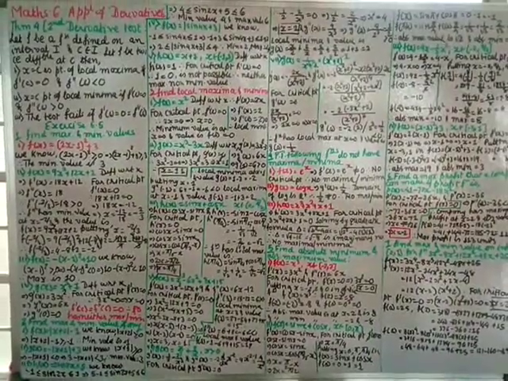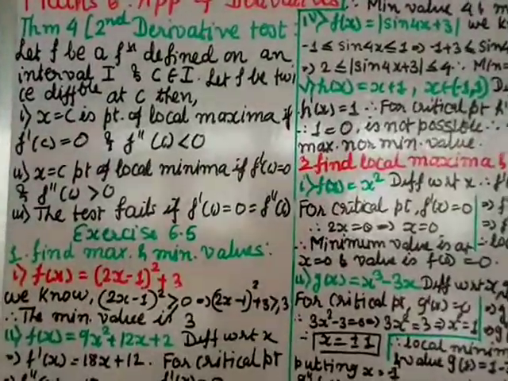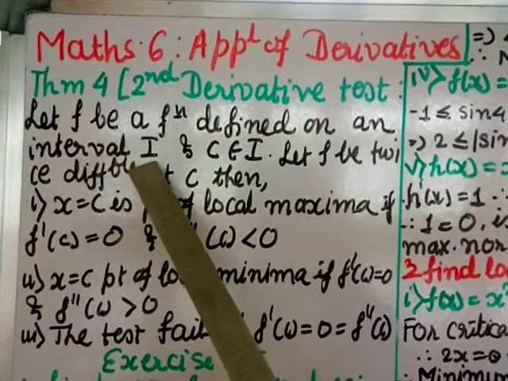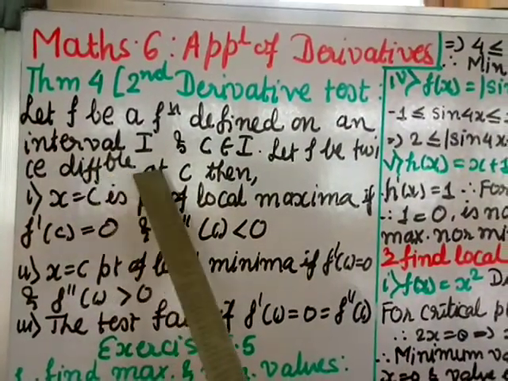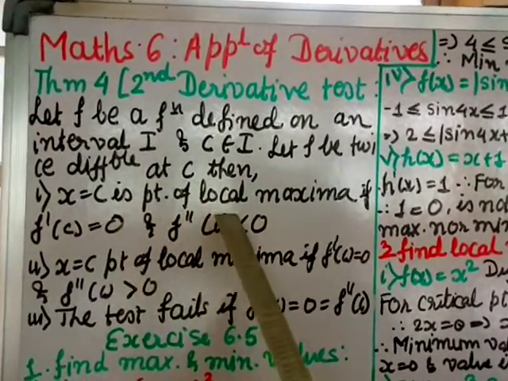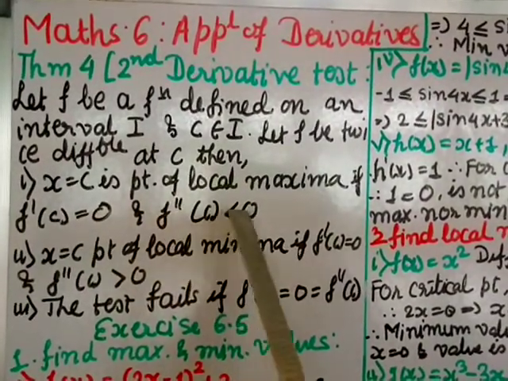Mathematics Class 12, Chapter 6, Application of Derivatives. Theorem 4, Second Derivative Test. Let f be a function defined on an interval I and c belongs to I. Then f is twice differentiable at c. Then number 1, x equal to c is a point of local maxima if f dash c is equal to 0 and f double dash c is less than 0.